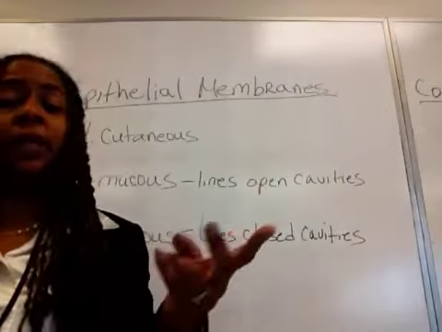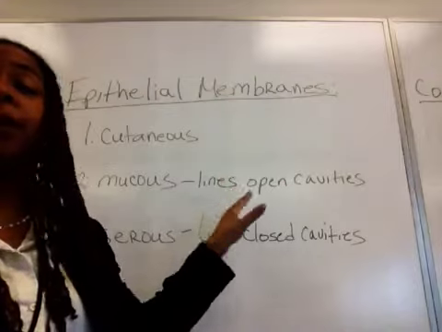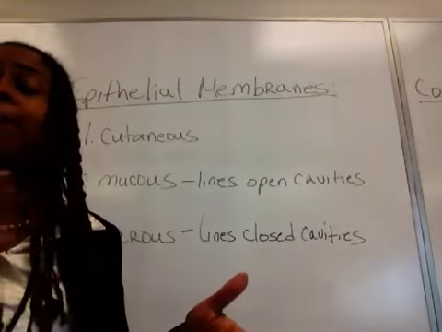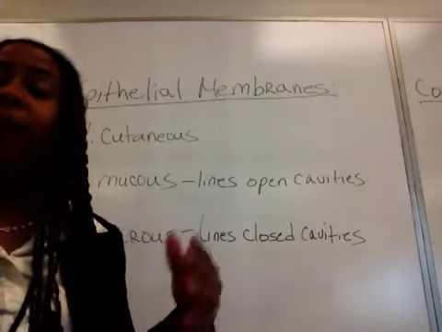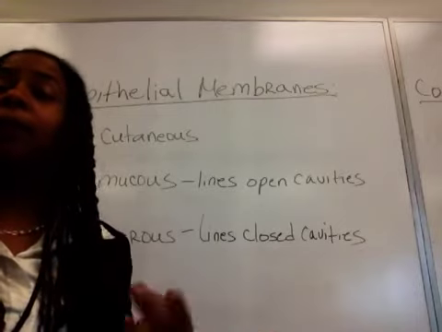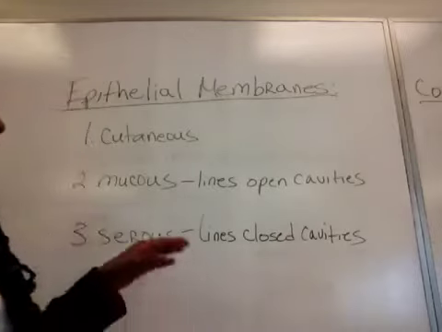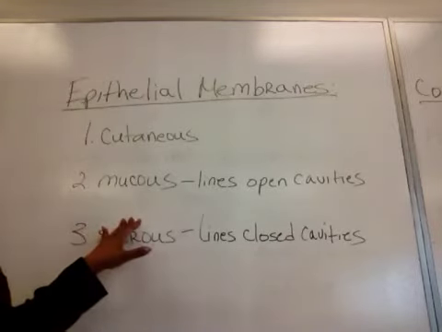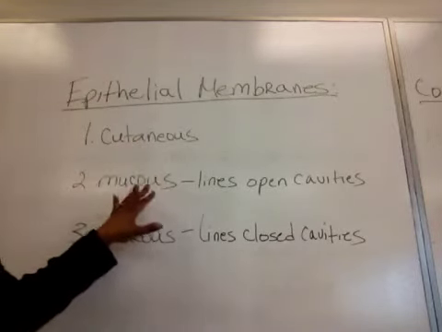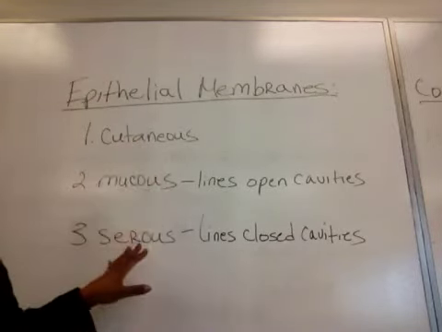The difference is that epithelial membranes are formed from a layer of epithelial tissue bound to a layer of connective tissue, and the connective tissue membranes are formed from two layers of connective tissue. There are three different types of epithelial membranes: the cutaneous membrane, mucous membranes, and serous membranes. The cutaneous membrane is our skin.